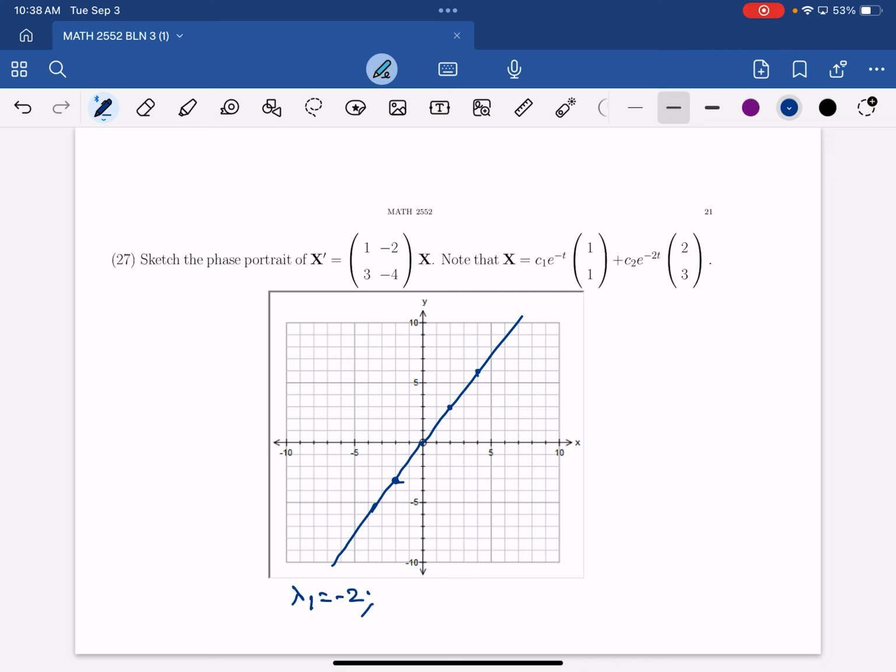So the next one is I'm going to sketch the other one. Rise over run is 1, so I go this way. So this corresponds to my eigenvalue negative 1. Okay.